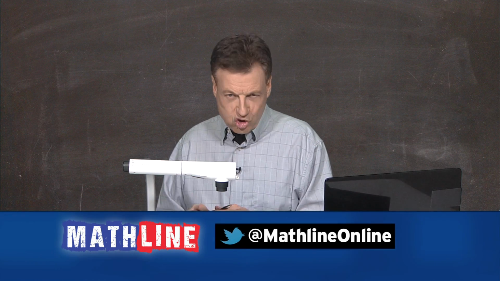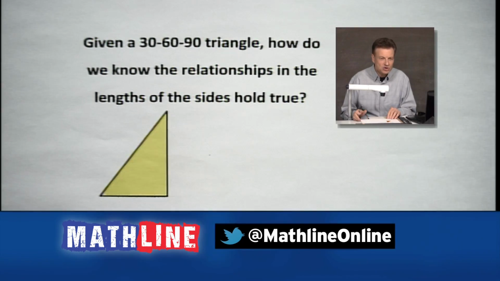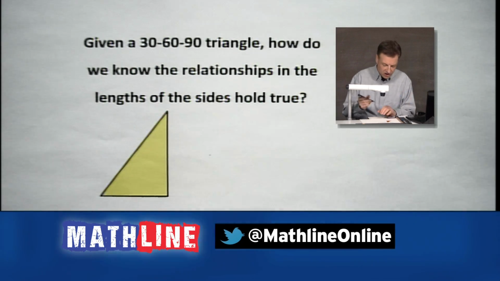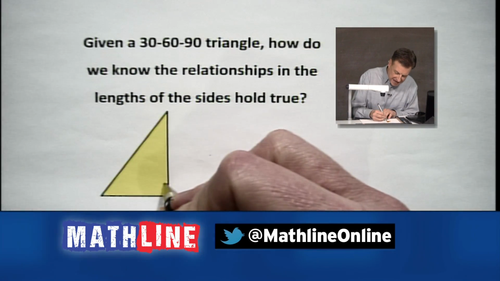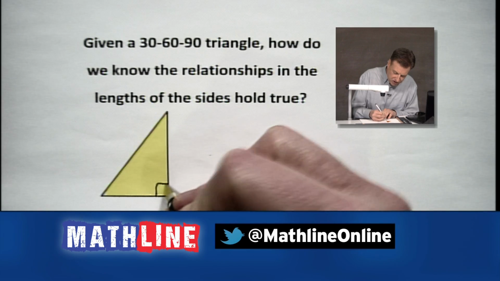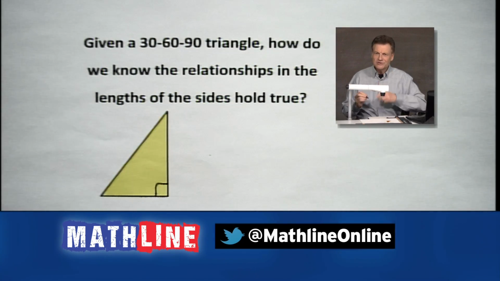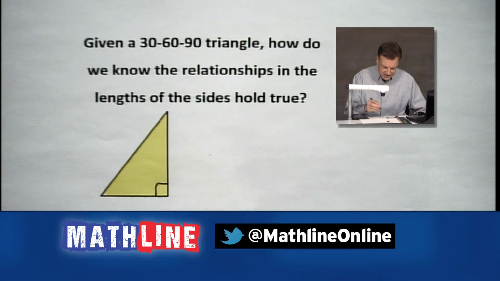So let's take a look at how this picture is going to pan out. We've got a 30, 60, 90 degree triangle right here. And folks, because it's a 90, it makes it a right triangle. That's the first thing we notice. And that was a nice right angle. I agree, don't you think? Well, let's see what else is happening.